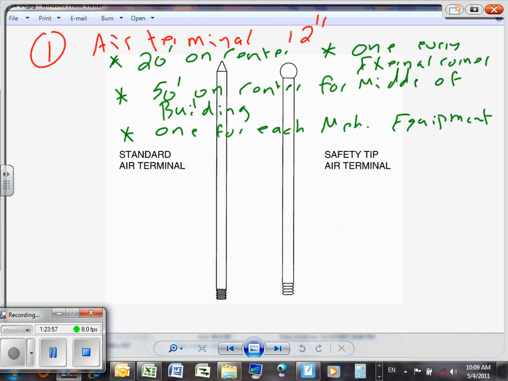Number two for lightning, guys, you need lightning conductor. Lightning conductor, that's what I like about this chapter, because it actually gives you an actual size. It gives you an actual size, guys. If you look at page 207, actual size, that's what we use all the time.